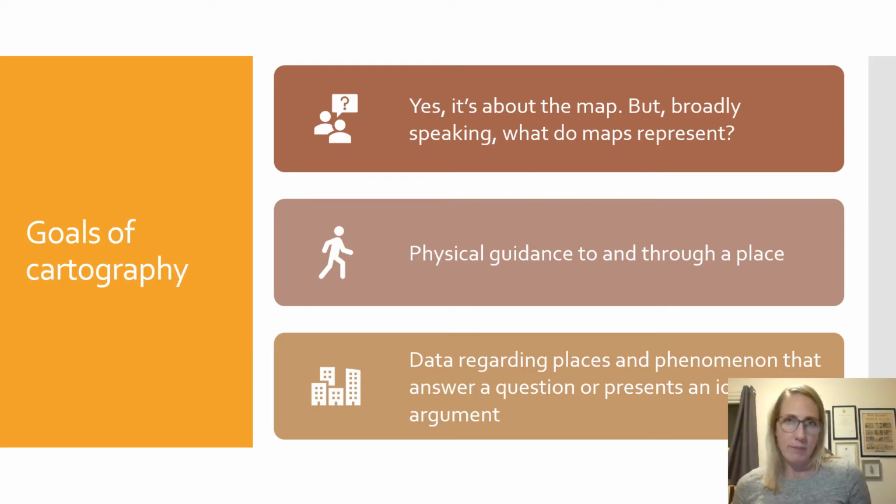Well, when you first talk about it, you might think of a map as offering you physical guidance to and through a place. So you think of a trail map or a map that's sitting in a park when you first enter and it shows you where the lakes and the parking lots are. Maps also are commonly showing data regarding places and phenomena that answer a question or present an argument, such as a choropleth map or a dot density map or something that shows the numbers of Democrats and Republicans per state. I mean, we see those maps all the time these days. Those are a certain kind of map as well.